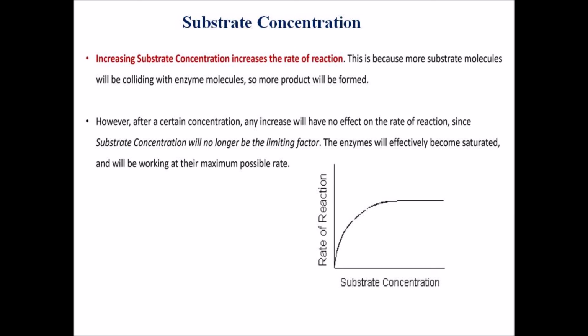Increasing substrate concentration increases the rate of a reaction, as shown diagrammatically here: rate of reaction against concentration of substrate. However, after a certain concentration, any increase will have no effect on the rate of reaction, since substrate concentration will no longer be the limiting factor. The enzymes will effectively become saturated and will be working at their maximum possible rate.